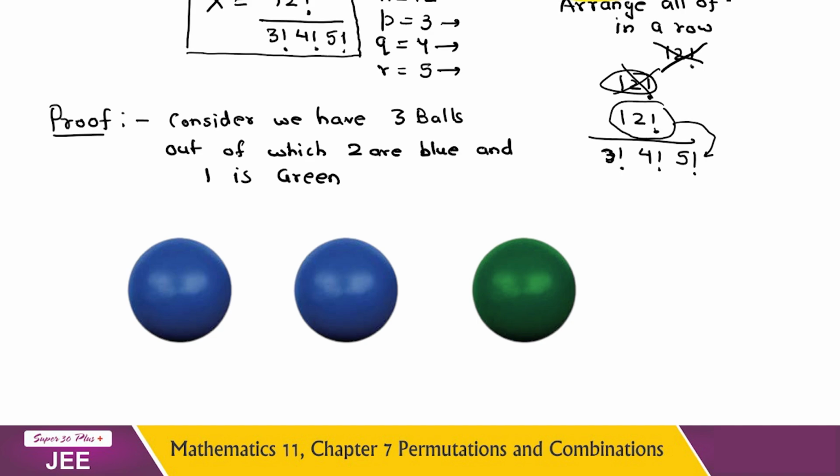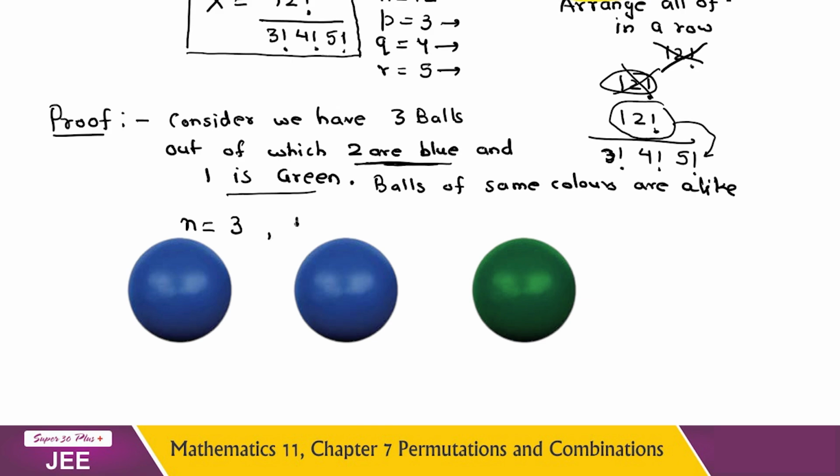I am trying to make you realize this. So consider we have 3 balls, out of which 2 are blue and 1 is green. And it is also given that balls of the same colors are alike. It means that the two blue balls are alike. So we have n equals 3, total 3 balls, p equals 2, alike of one kind, and what we are left with is q, that is 1. This is the case.